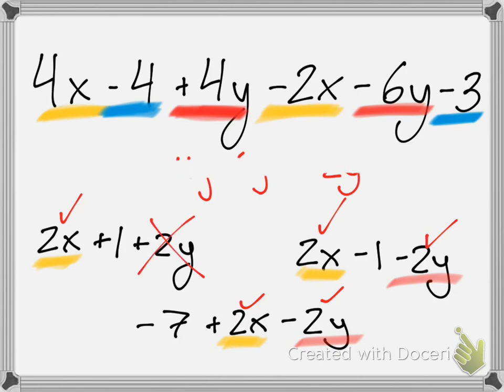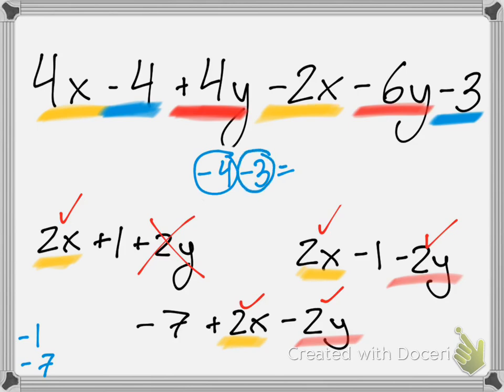And then last but not least, let's combine our numerical like terms. Negative 4 minus 3. What's negative 4 minus 3 equal to? We got 2 answer choices. We got that negative 1 and we got that negative 7. Let's see. If I owe $4 and then I owe $3 more, I owe a total of $7.